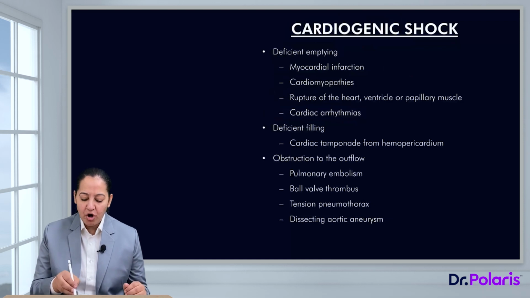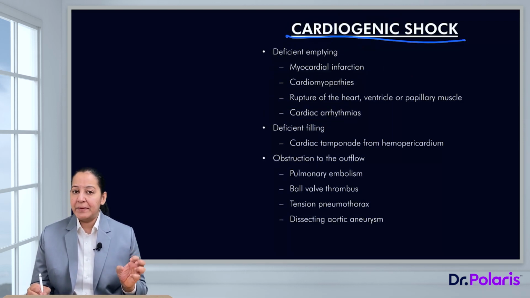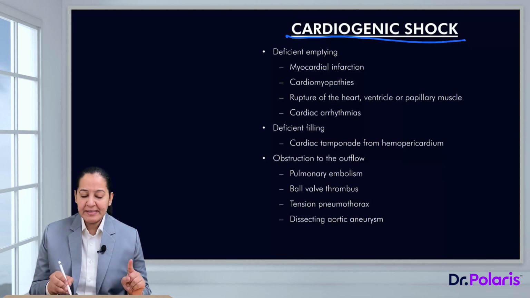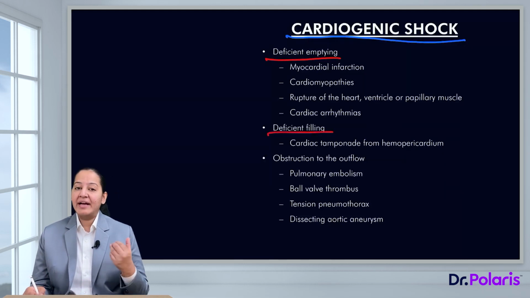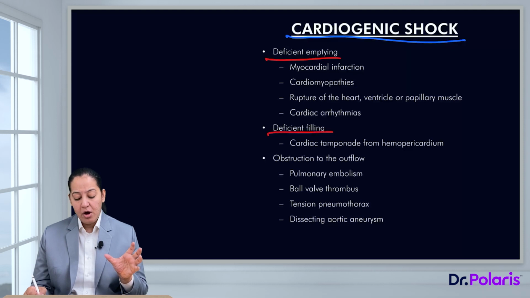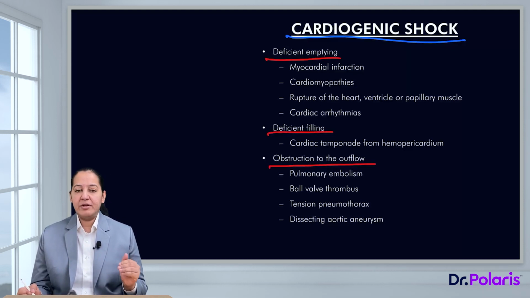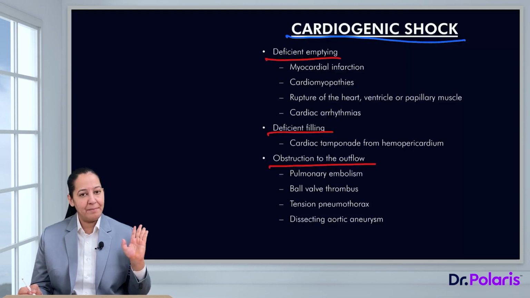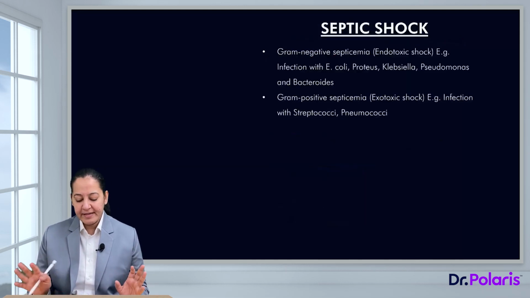The second type of shock is cardiogenic shock, in which the heart is doing inadequate systole or diastole. If inadequate systole, it is known as defective emptying, and if inadequate diastole, it is known as defective filling. Either emptying, that is systole, is defective, or filling, that is diastole, is defective, or there is obstruction to the outflow. These can be the reasons the heart is not pumping properly and blood is not supplied to all the organs. That's why all the organs have inadequate blood supply and inadequate oxygen. That is hypoxia. That is cardiogenic shock.